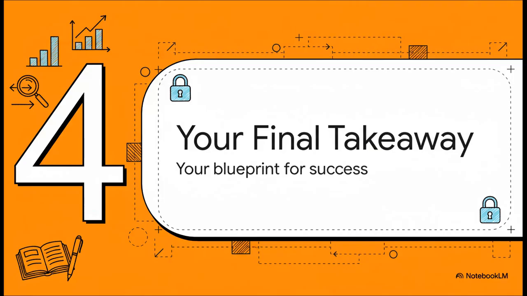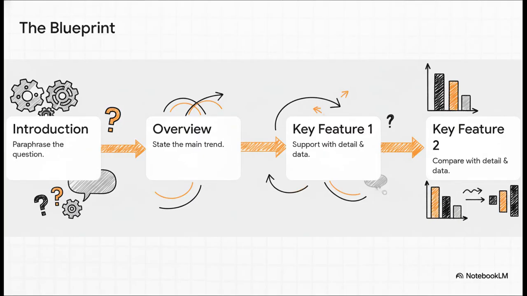All right, let's wrap this up with your final takeaway. We're going to lock this blueprint in one last time because this is the exact plan you want running through your head when you walk into that exam. So let's run through it one last time. Step 1, introduction, you paraphrase. Step 2, overview, you give the main trend, no numbers. Step 3, key feature 1, detail plus data. And step 4, key feature 2, another detail, more data, maybe a comparison. That's the formula. That's the whole game.